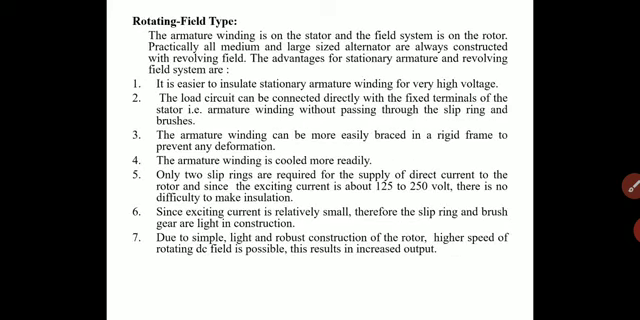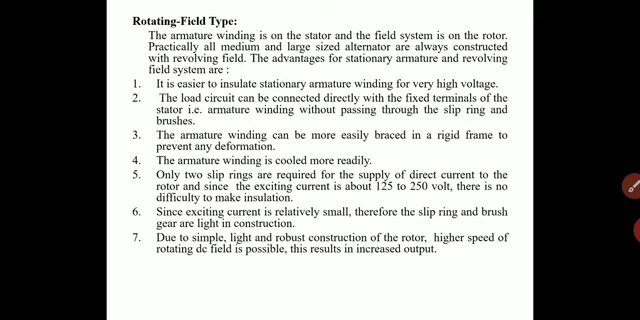The next classification is the rotating field type. Here it is the reverse of the first one. In the first one, the armature is on the rotor, the field is on the stator. Here, in the rotating field type alternator, the armature winding is on the stator and the field winding is on the rotor. So all the large type alternators come under this classification.